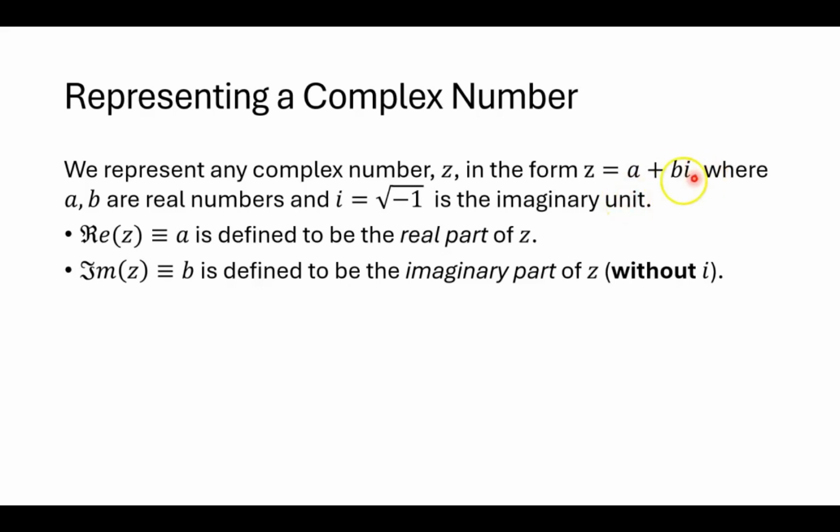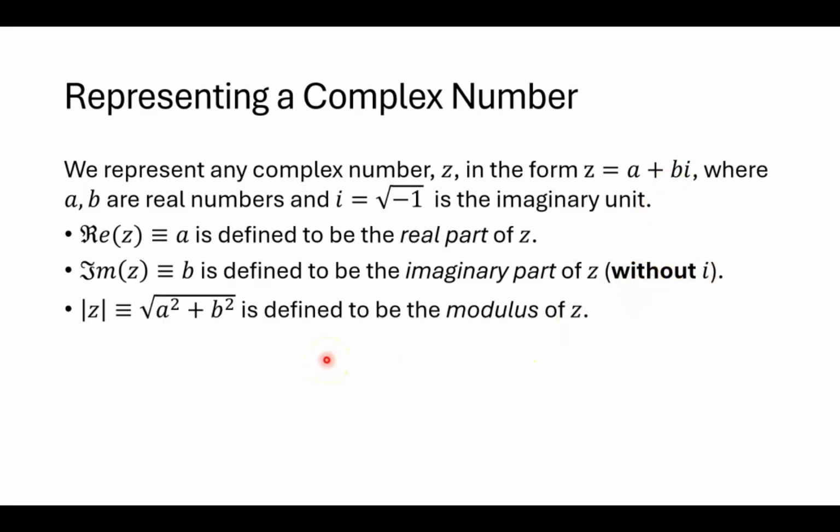It's basically this thing. You need to be careful here. The imaginary part is defined without the i. So it's just this b. You can't write the i. Next, the modulus of Z is the square root of a squared plus b squared. And this basically comes from the Pythagoras theorem.